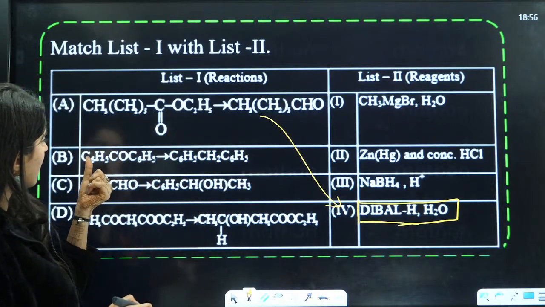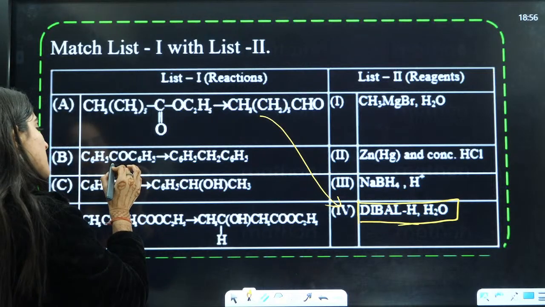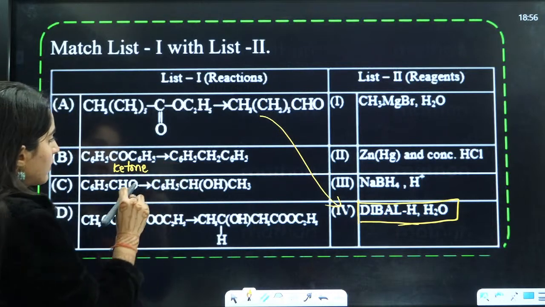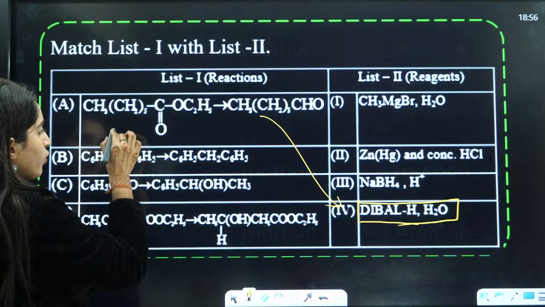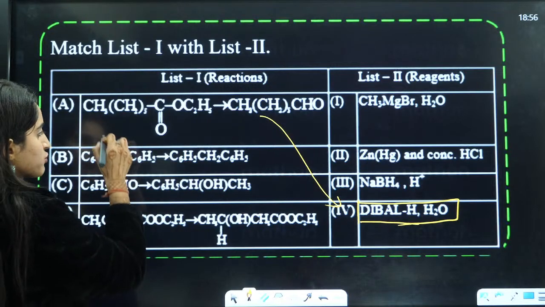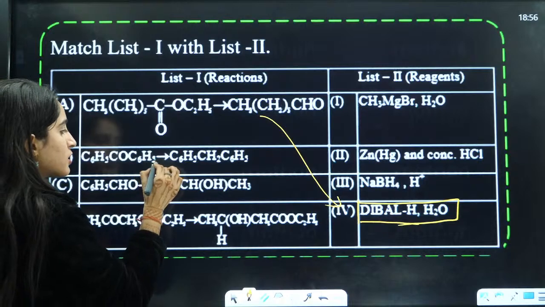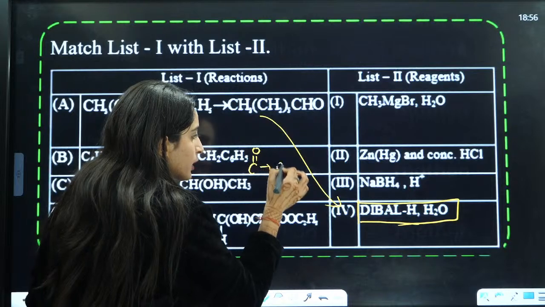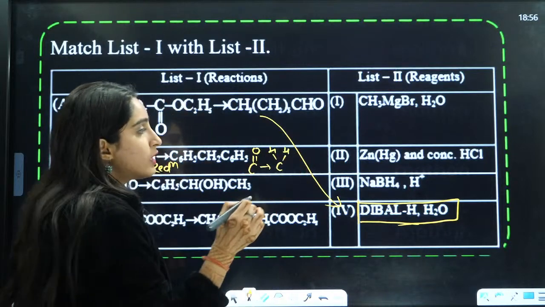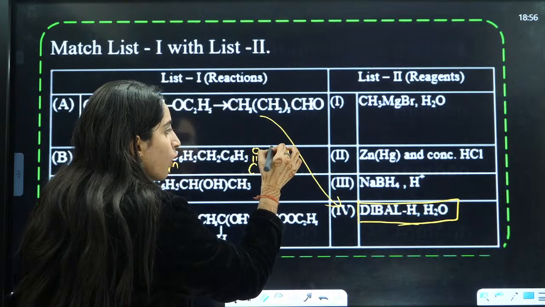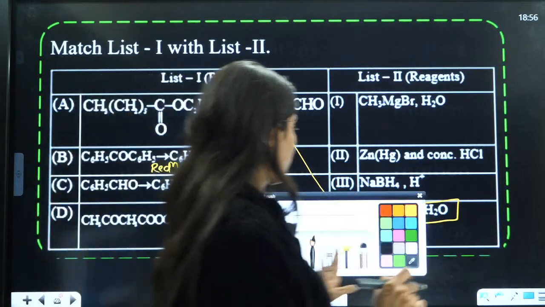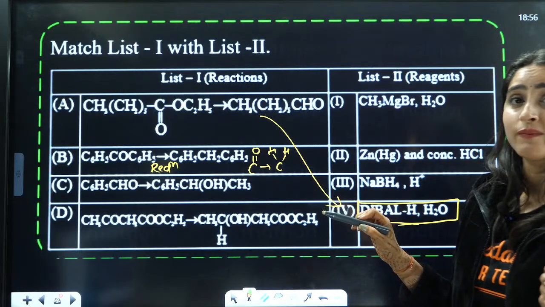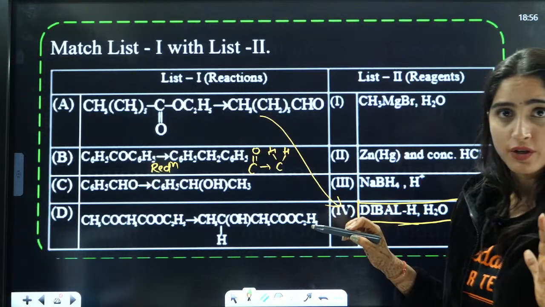Then you have RCOR, so this basically is a ketone. Here the C double bond O is converted to 2 hydrogens. That means reduction is happening. When C double bond O is converted to CH2, we call it, students, either Clemmensen reduction or Wolff-Kishner reduction.